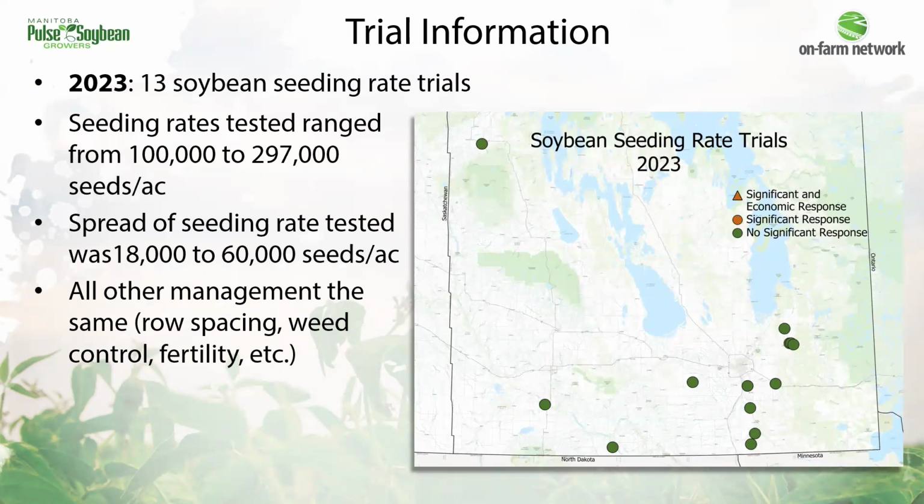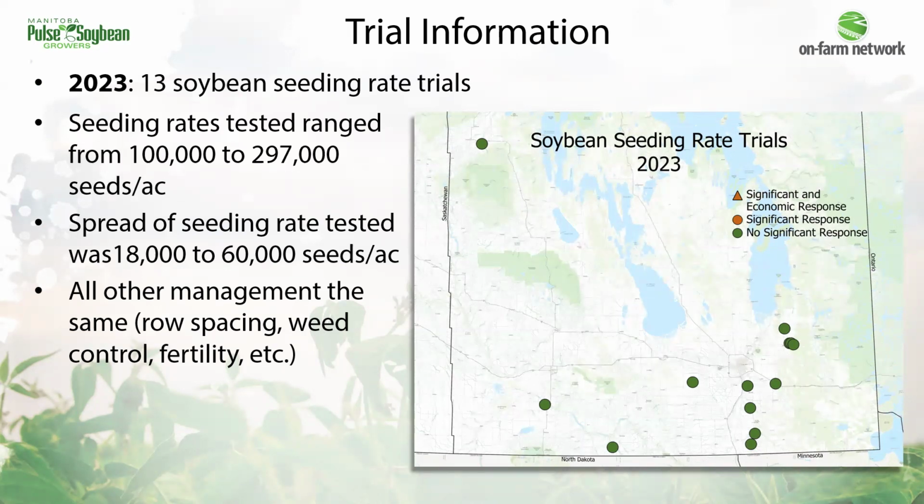13 soybean seeding rate trials were conducted in 2023, and they're shown on this map. Ideally, the minimum requirement is a difference of at least 30,000 seeds per acre between seeding rate treatments. We use 30,000 to make sure that treatments are different enough from one another that there is a potential for difference in agronomic performance. This year, the difference in seeding rate treatments were anywhere from 18,000 to 60,000.